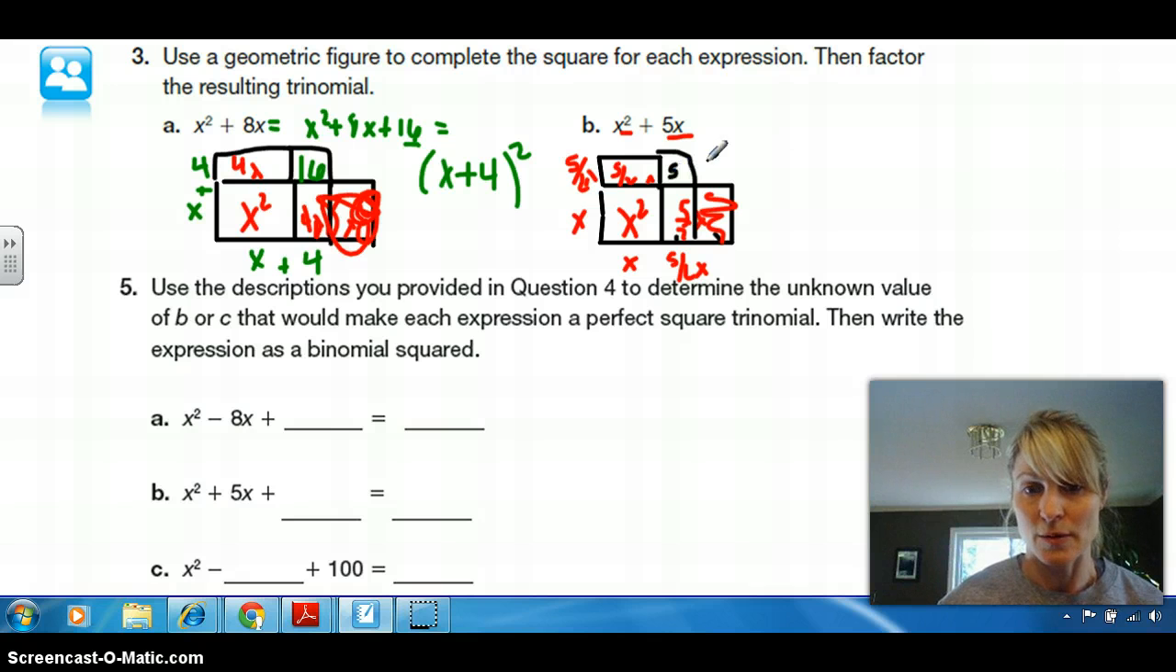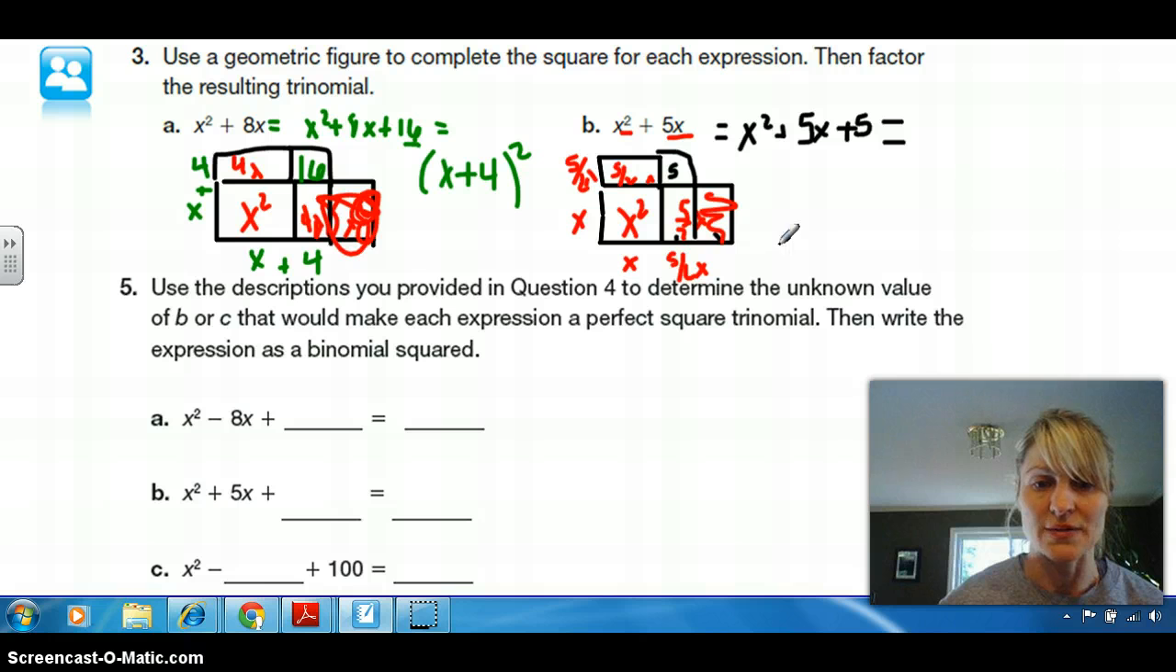So then we're going to rewrite this. It's x squared plus 5x. 5 halves x and 5 halves x would be 10 halves x, which is 5x. I'm sorry, I screwed that up. This is 5x. And then we know that we add the last piece. And then when we factor it, we know it's x plus 5 halves and x plus 5 halves. So the factored version is x plus 5 halves squared.